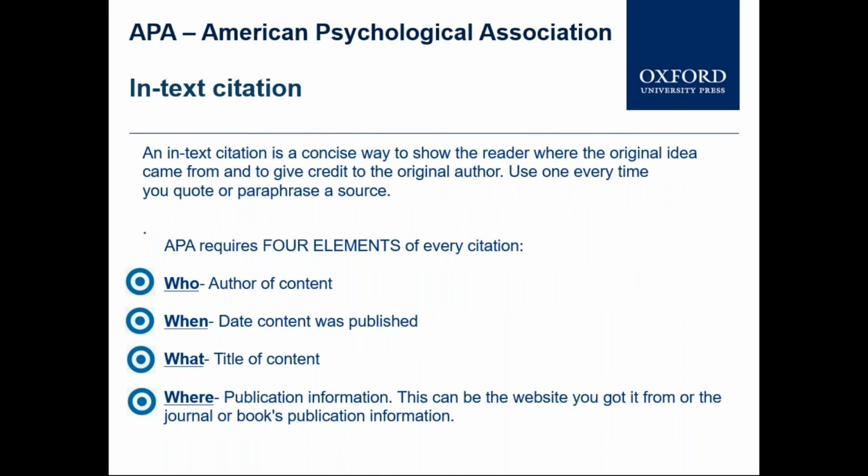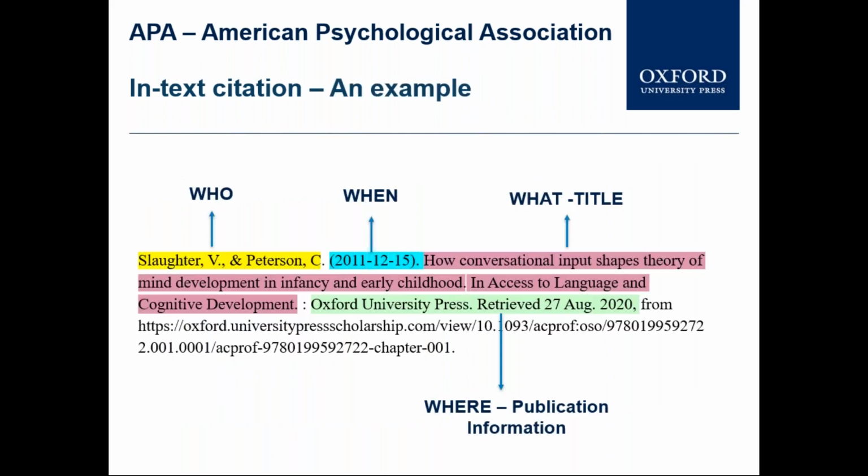Now, an in-text citation is a concise way to show the reader where the original idea came from and to give credit to the original author. Use one every time you quote or paraphrase a source. It requires 4 elements of every citation: who is the author of the content, when the content was published, what is the title of the content, and the website from where you got it. These are the 4 things that every citation covers in an APA. So it is the 4 W's that you need to remember: who, when, what, where. This is what it looks like.